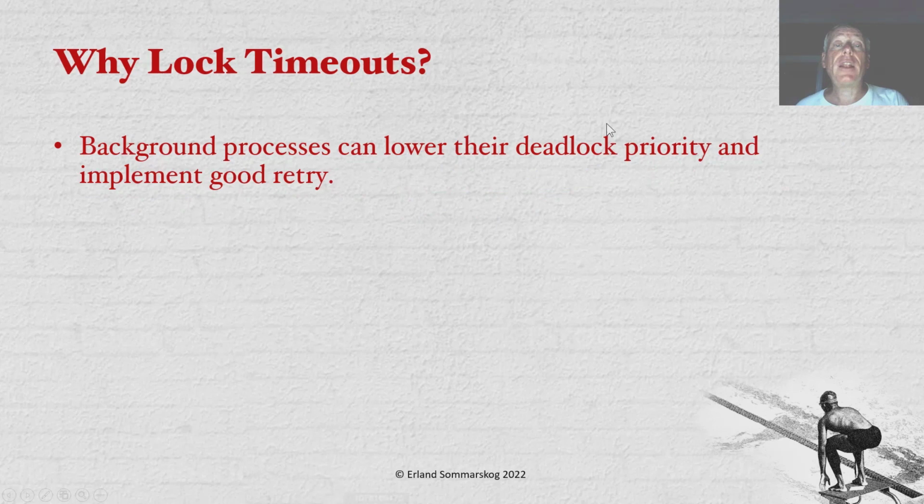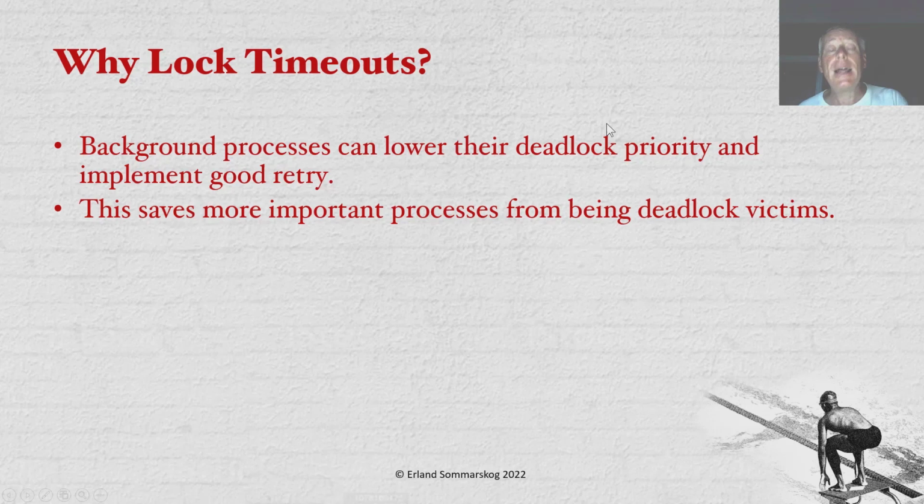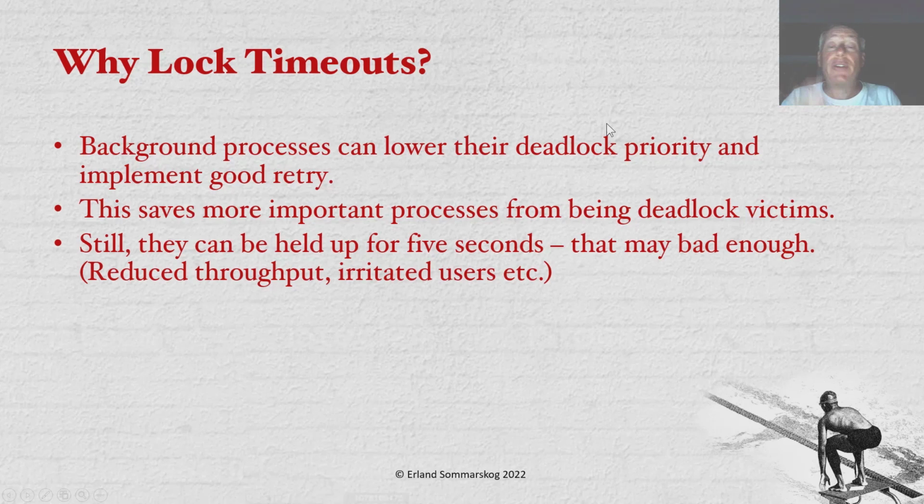Now, the last way to mitigate deadlock is lock timeouts. So I've already said this, that the background process can implement deadlock priority low and also implement a good retry to mitigate the deadlock, which is quite great because it saves more important processes from being deadlock victims. But there can still be a problem because they're being held up for 5 seconds, and that can be bad enough. You have a user entering data, and all of a sudden the system freezes. That drives me mad. Or if you have an order entry process and you get reduced throughput.